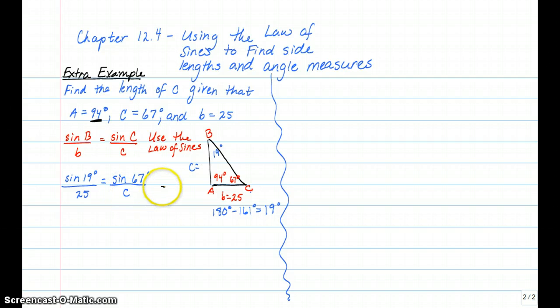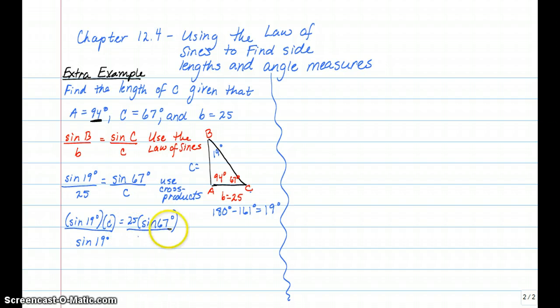Now we are going to go ahead and use cross products. So it's going to be sine 19 degrees times C equals 25 times sine 67 degrees. We are going to isolate C, so we're going to divide by sine 19 degrees. Sine 19 degrees divided by sine 19 degrees is 1. You're left with C, which was our goal.